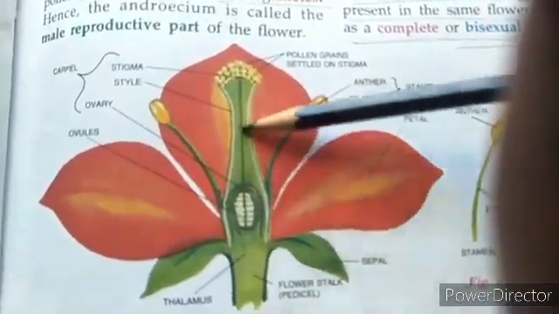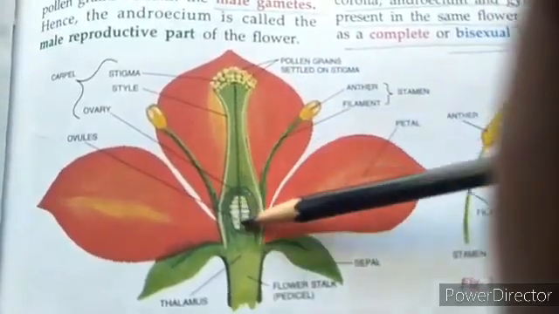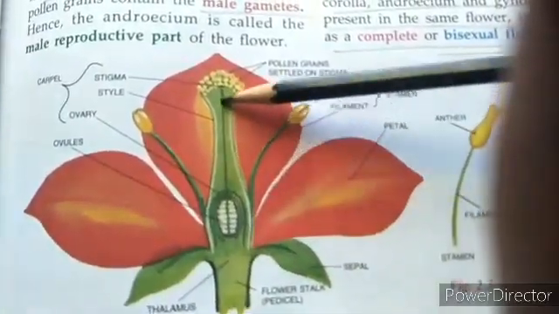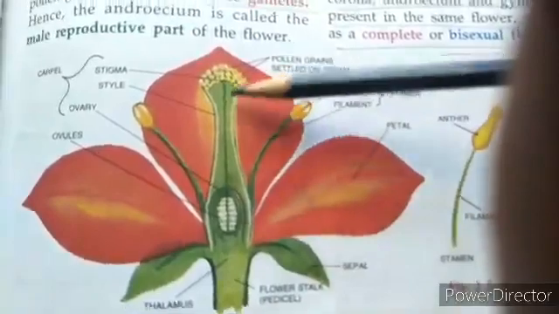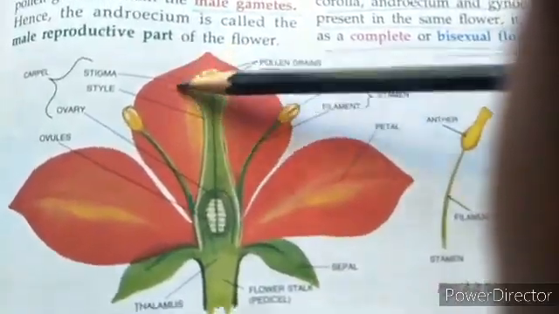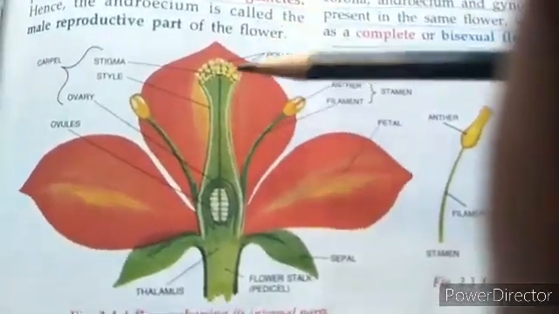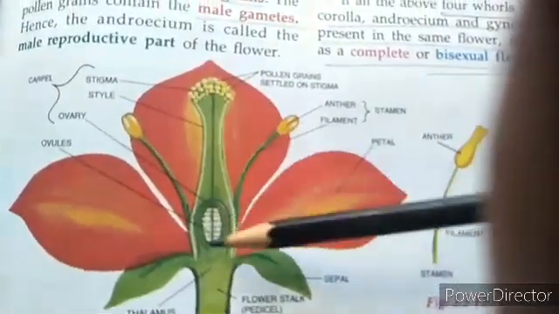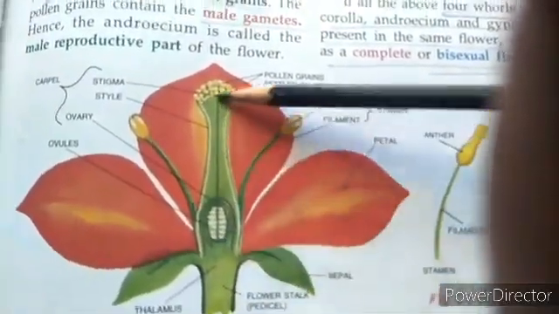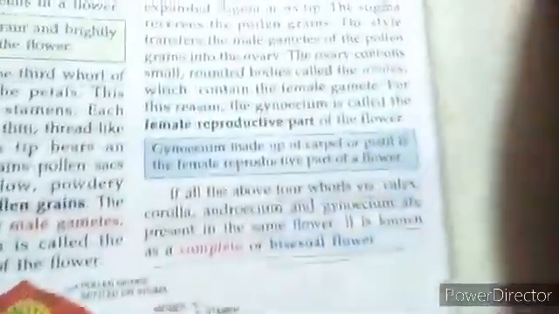Then this elongated part here, you can see here, we call it the style. And right on top we find this part here which is the tip. It is known as the stigma. So stigma, style, ovary, forming the gynoecium. Let's read further.